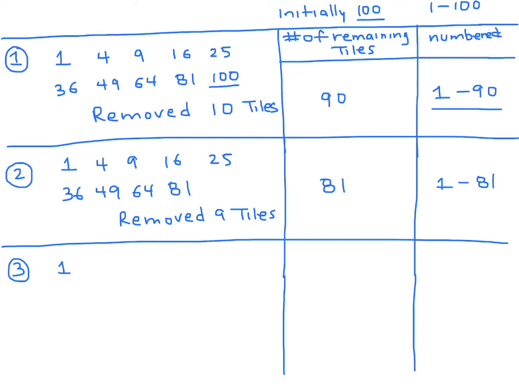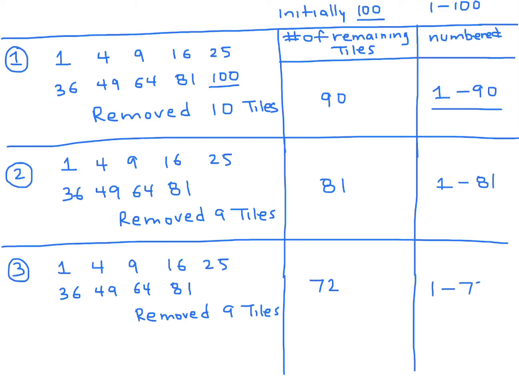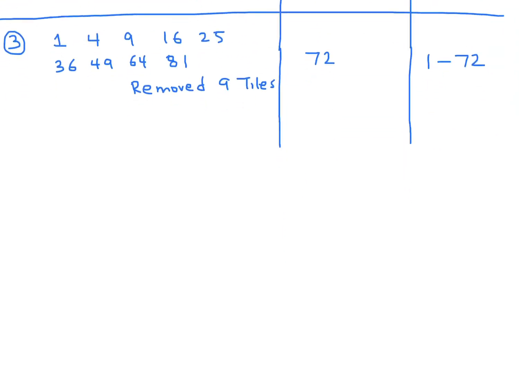So now I again remove the perfect squares like this, keeping in mind that these tiles are now labeled 1 through 81. And it looks like I'm going to be able to remove all of them that are from 1 to 81. So again, I'm removing 9 tiles. Okay, so 81, remove 9, we get down to 72. And these are labeled 1 through 72. And you just keep going like that. All right, so I will write it all out, and then we'll see how many times we had to do it, how many operations.